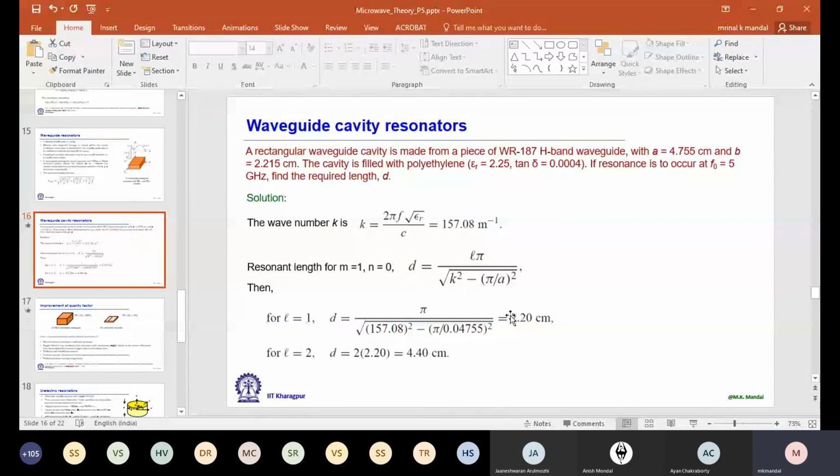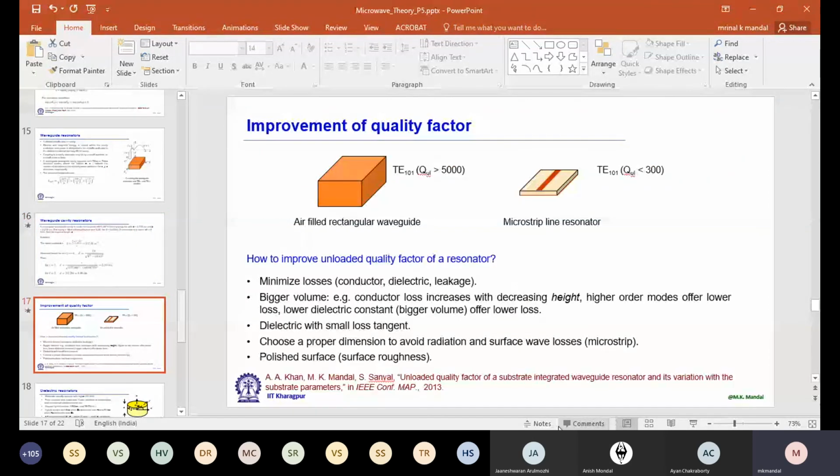Now for this one, TE201 mode, the length is 4.4 centimeter. So that means you are increasing the volume by 2 times. So in general, if you can increase volume, you can improve the quality factor. This is like a thumb rule for the same material, obviously. If you change material, then everything will change. So then we can comment that higher order modes have higher quality factor, right? A general comment we can make: higher order modes have higher quality factor.